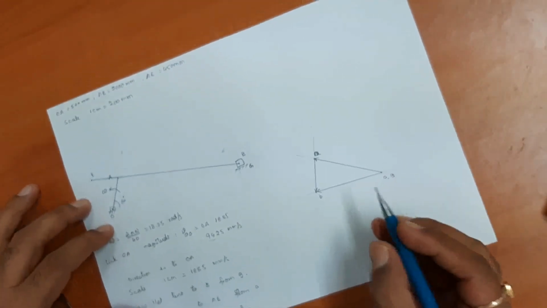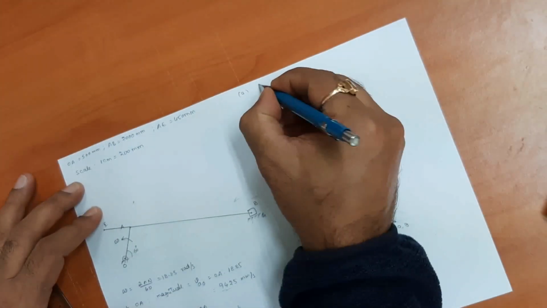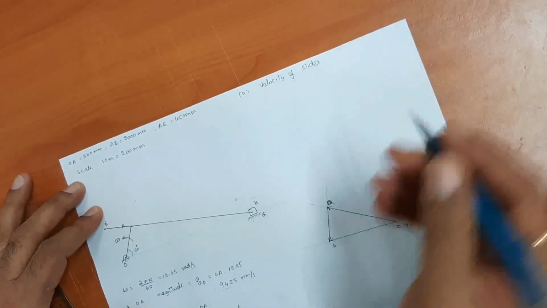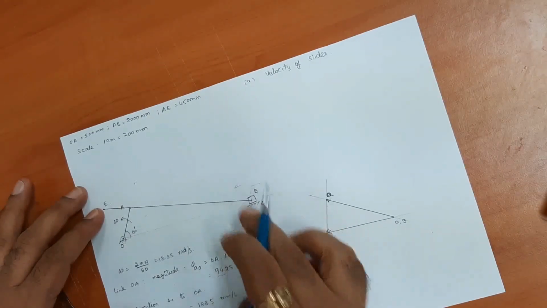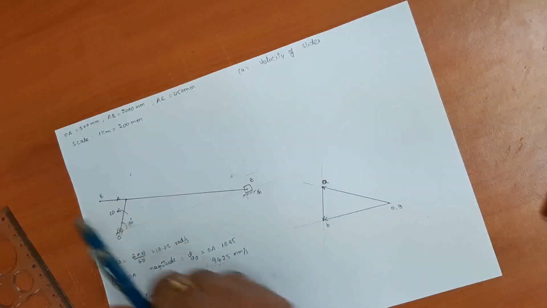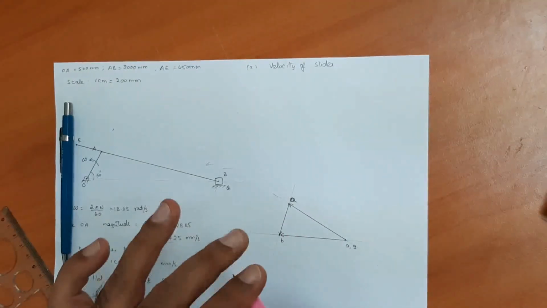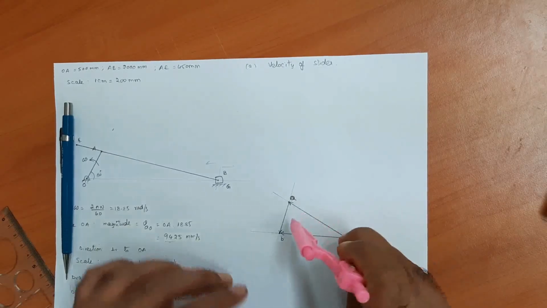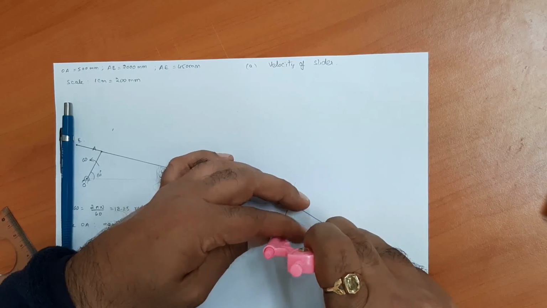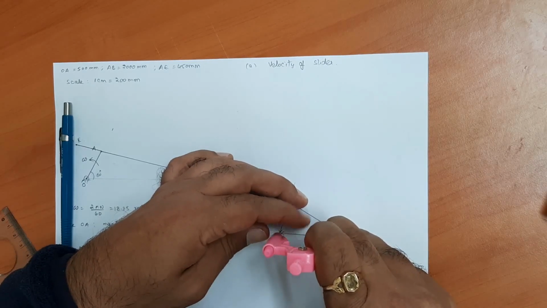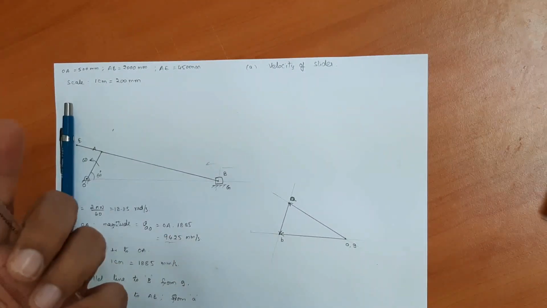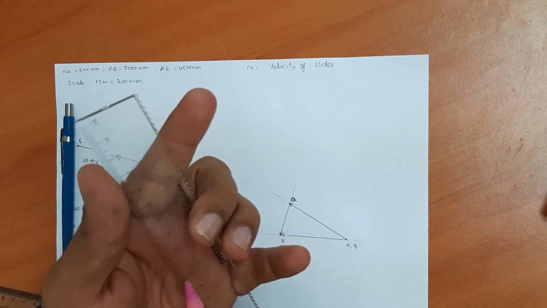Okay, so the first question is the velocity of the slider. What is the absolute velocity of the slider? Take a compass and measure this OB, and you just measure this. I am getting 5.